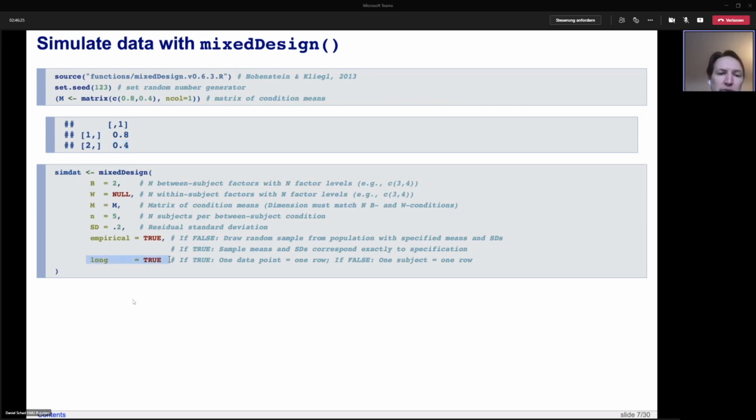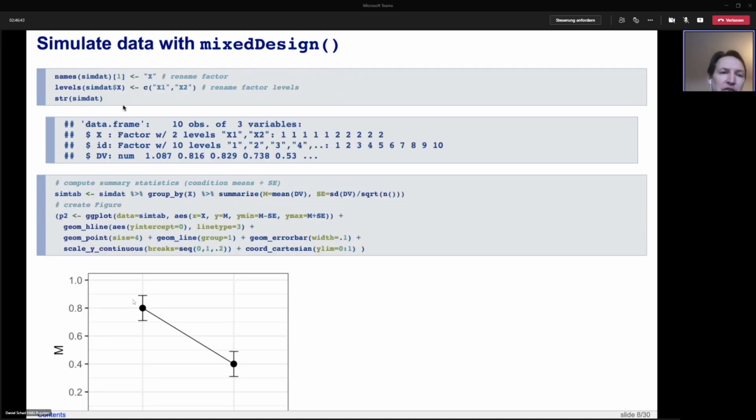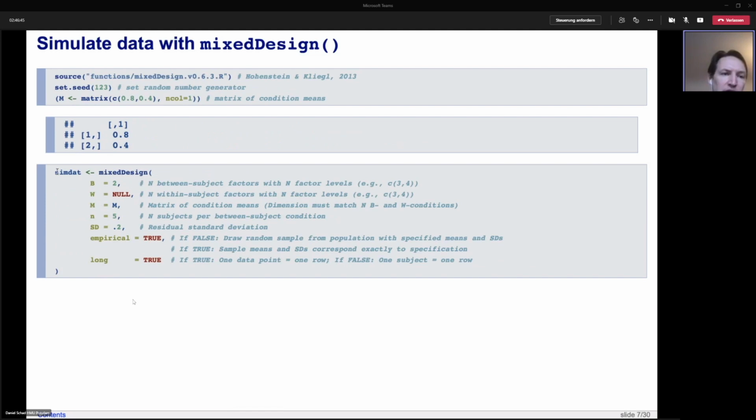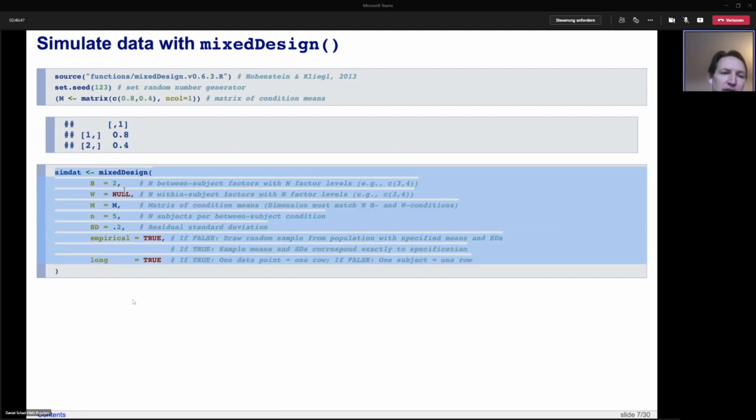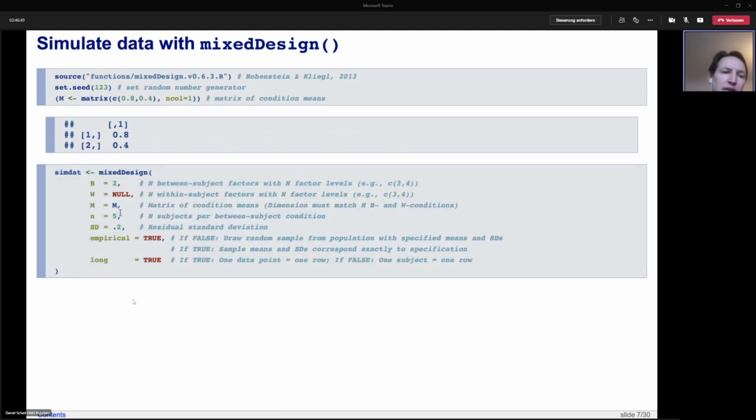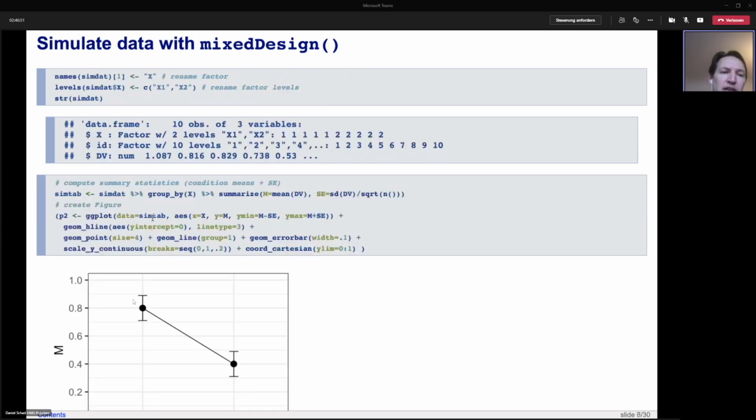And long equals true just means that if you have long equals true, then one data point is one row. And if false, then one subject is one row. In a between subject analysis, it doesn't matter. It turns out the same anyway. Okay, so we can execute this code. So we simulate some data, SimDat, with the between subject design with two factor levels.